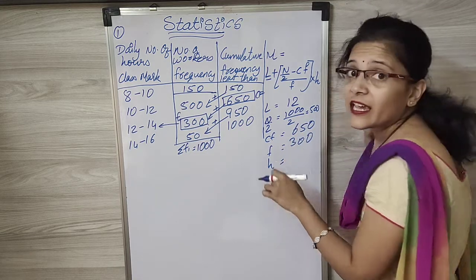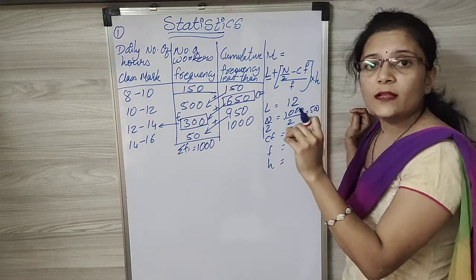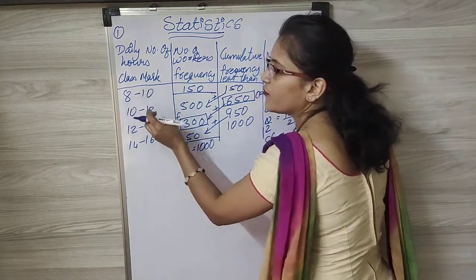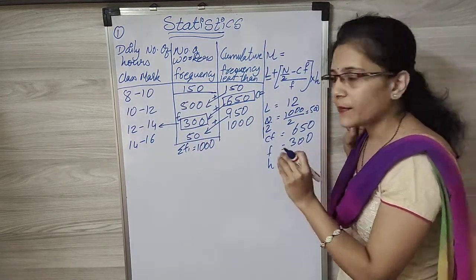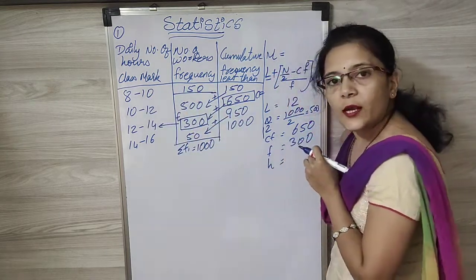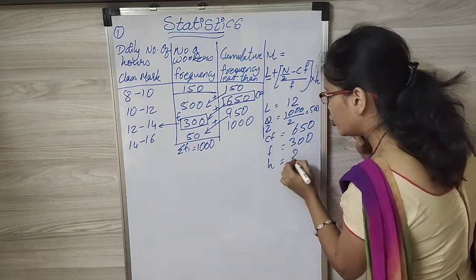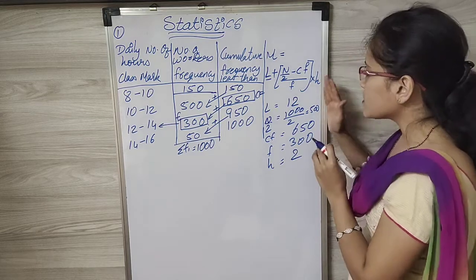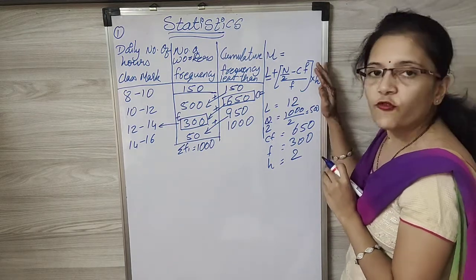And what is H? H is the class interval, the difference between the upper limit and the lower limit. Now see, what is the difference between the upper limit and the lower limit? That is 2, right? Now I am going to substitute all these numbers in this formula.